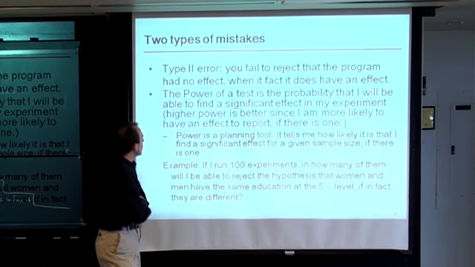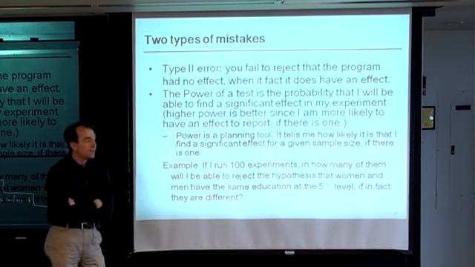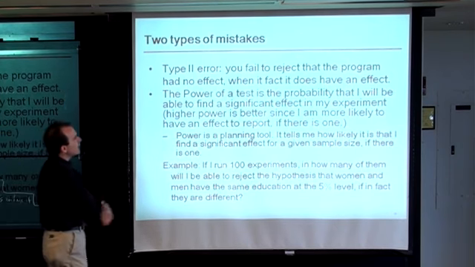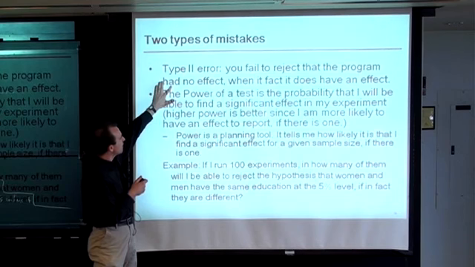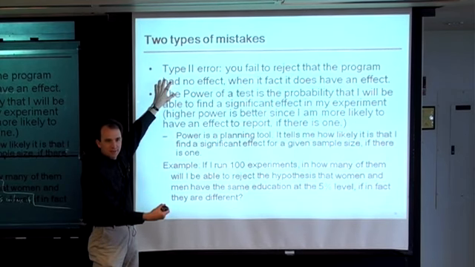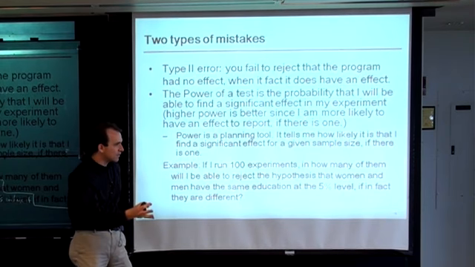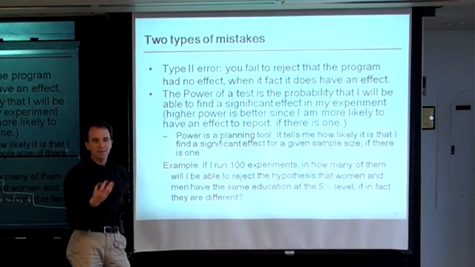So the other type of error is what's called, as I said helpfully, a type 2 error. And a type 2 error says that you fail to reject that the program had no effect when in fact there was an effect. Okay, so this is the program did something, but I can't pick it up in the data.